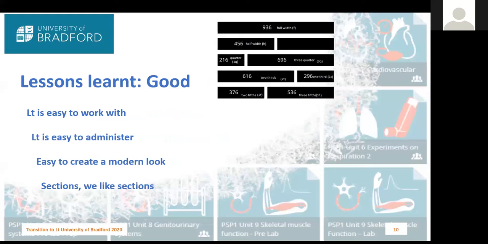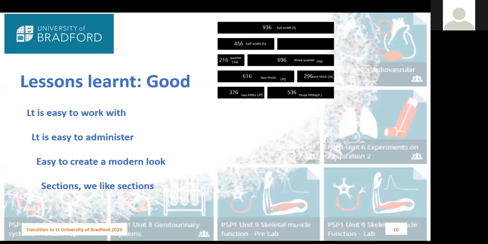LT is really easy to work with. It doesn't have a lot of features, which makes it really quick to learn. Administration's straightforward. It's quick to sort issues in administration: to add people, to resend invites, to move experiments around. Nice and simple and straightforward.